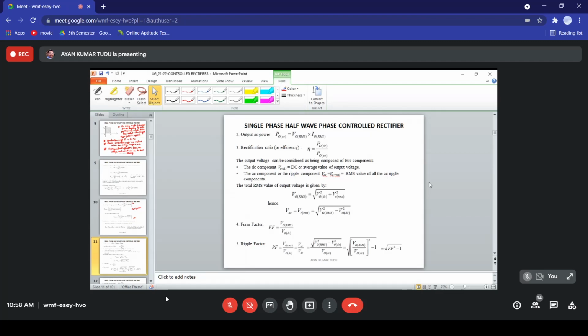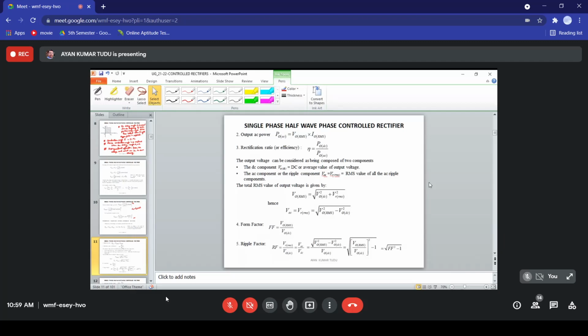One is the DC component, that is our V0 DC, the average value of the output voltage, and another one is the ripple component, that is our VAC, the RMS value of all the AC ripple components. So what is the total RMS value of the output voltage? V0 RMS will be equal to root over of V0 square plus VR square. So VAC would be equal to how much? It will be equal to VRRMS, which is equal to V0 square RMS minus V0 square DC.